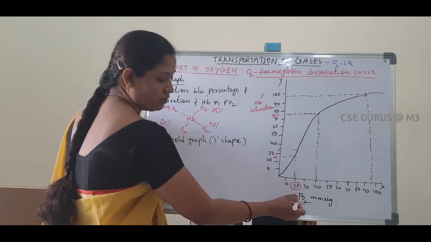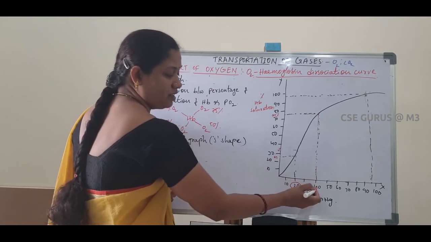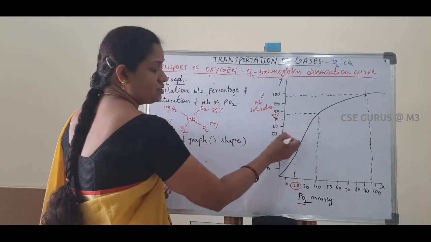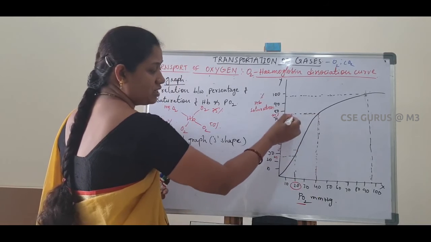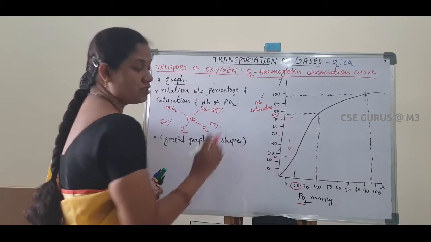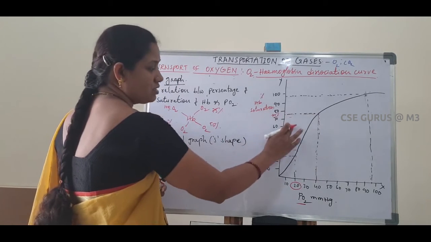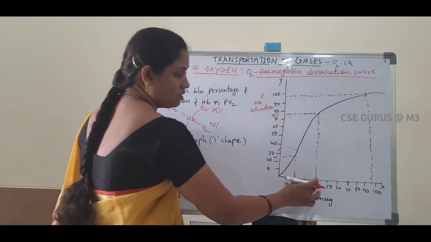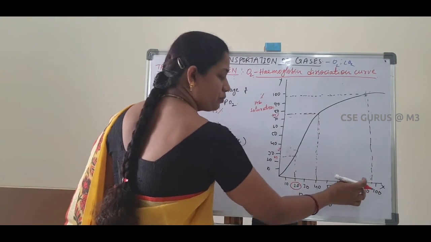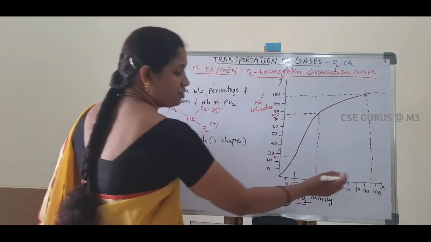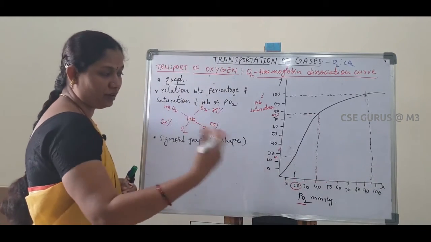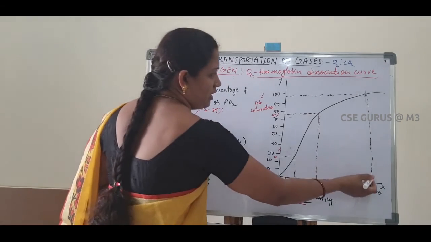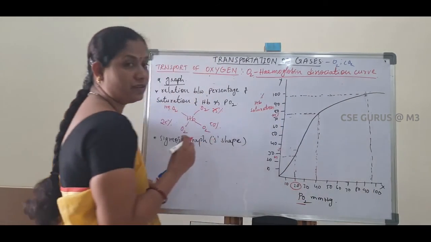Next, at 40, there is only a 20 difference. The partial pressure of oxygen reaches 40. Whenever it reaches 40, the saturation capacity is increased. This much of an increase takes place, so as a result it has 75% saturation. Next, when the partial pressure reaches 100, or 90 and above, it has 100% saturation.